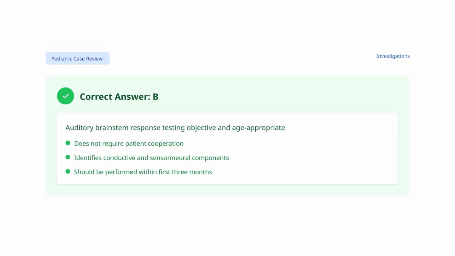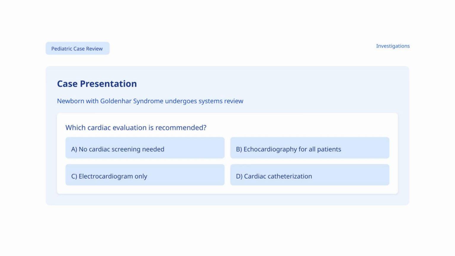Auditory brainstem response testing is objective and age-appropriate for infants. This test does not require patient cooperation, making it ideal for young children. It identifies both conductive and sensory neural hearing loss components. Testing should be performed within the first 3 months for early intervention. A newborn with Goldenhar syndrome undergoes comprehensive systems review.